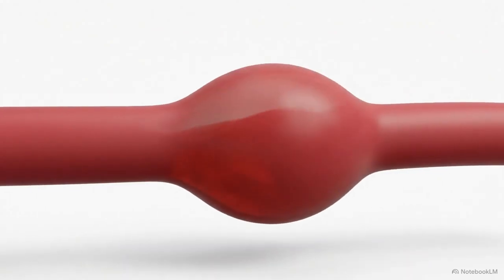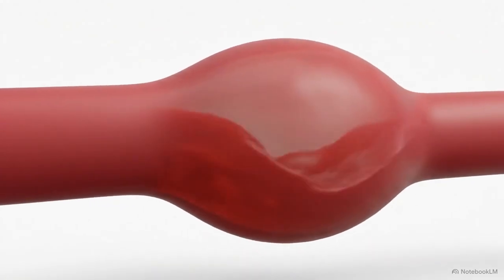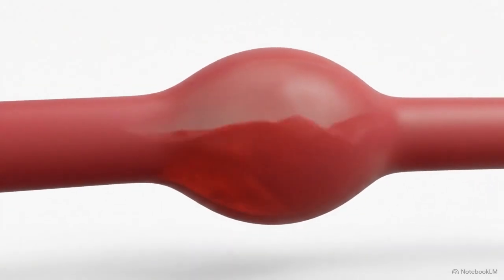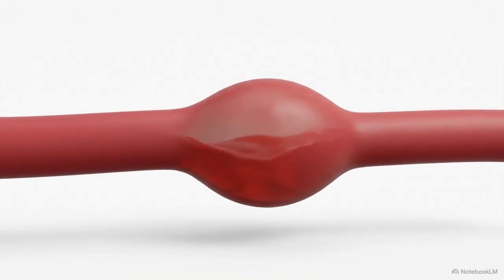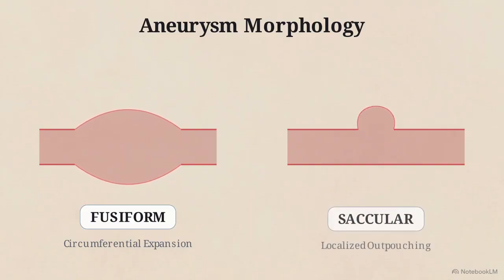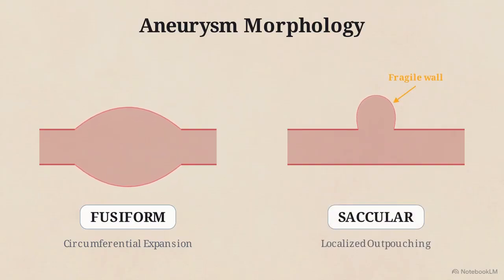When the mechanical integrity of an arterial wall fails, the relentless pressure of the circulatory system forces it to expand outward. This is an aneurysm. This expansion takes one of two primary shapes. A fusiform aneurysm expands symmetrically along the entire circumference of the vessel, while a saccular aneurysm forms a localized asymmetrical outpouching on a single side.